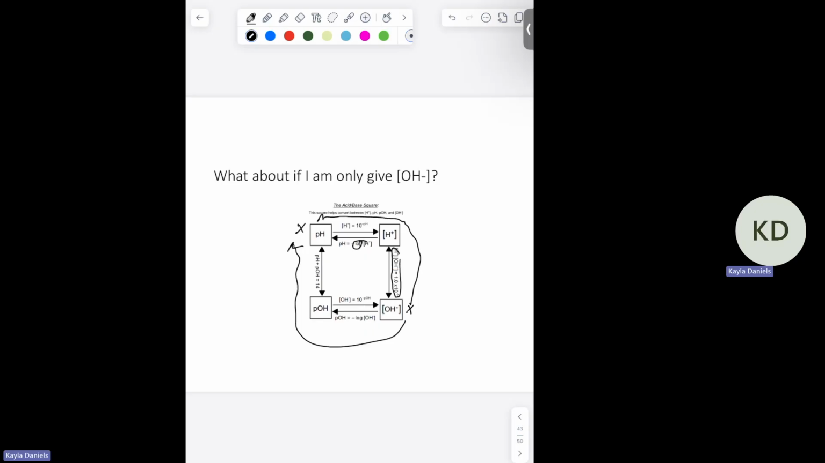So this, let me use the laser instead. This is the inverse of a log, okay? So 10 to the negative pH is how we would go from pH to H plus. Okay. There's also this concept of pOH. Okay, and this is my next slide.